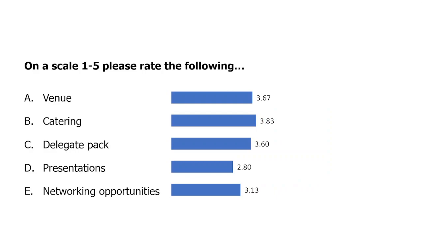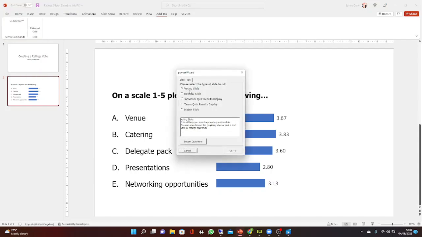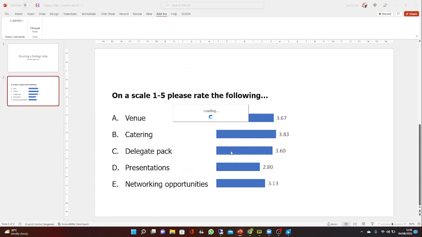But how do you set them up? If I escape out of here, we can actually add one. There's 2 things you can do. One is ask us to send you one that's done and update the wording. But if you want to do this independently, you can absolutely do that. So what we're going to do is go to the ClickerPad menu, choose New Slide Wizard. And it is a voting slide, so that's fine. We're going to say Go.